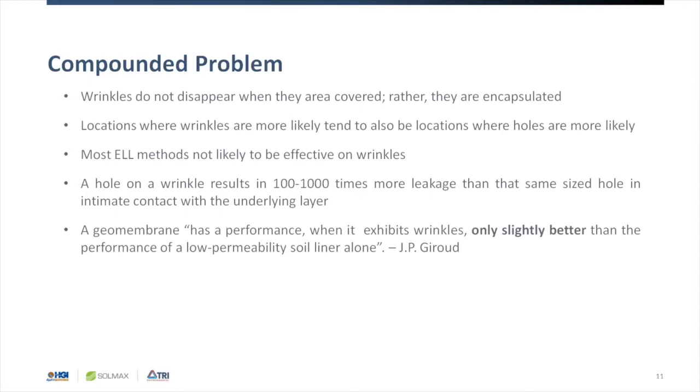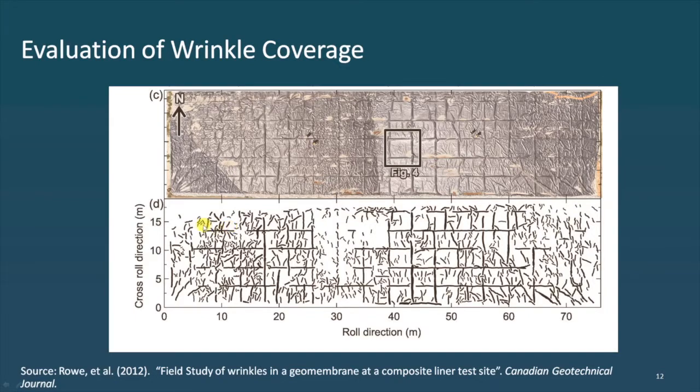In order to pick up a hole, we need intimate contact between the geomembrane and the subgrade. But the wrinkle keeps that intimate contact from happening, so it doesn't allow the electricity to go through the air in that wrinkle. And a hole on a wrinkle results in 100 to 1,000 times more leakage than that same size hole in intimate contact with the underlying layer. In fact, according to J.P. Giroud, a geomembrane that exhibits wrinkles has a performance only slightly better than the performance of a low permeability soil liner alone, which is pretty incredible until you look at how much of the lined area can be covered by wrinkles.